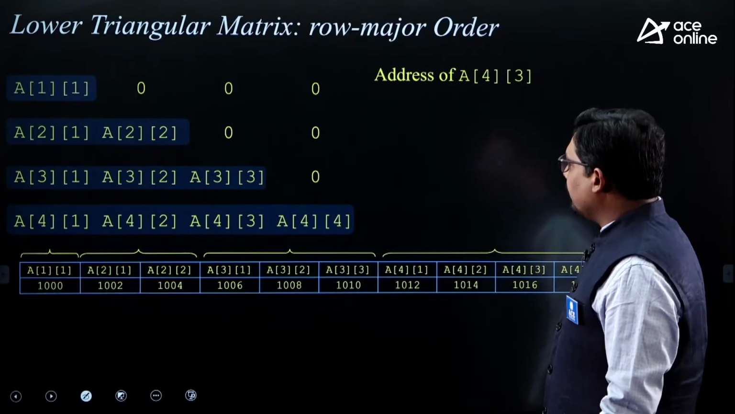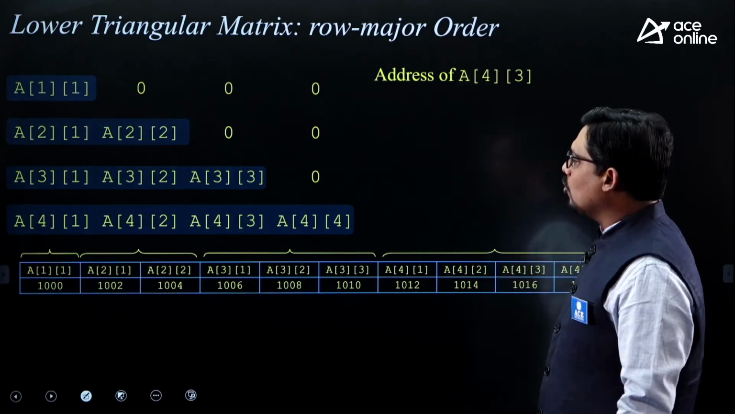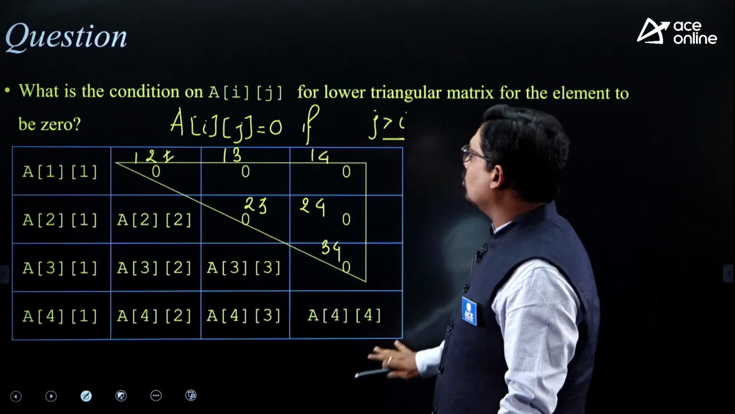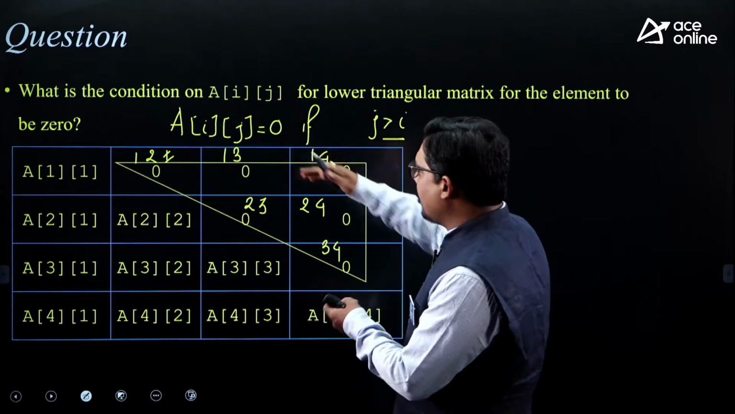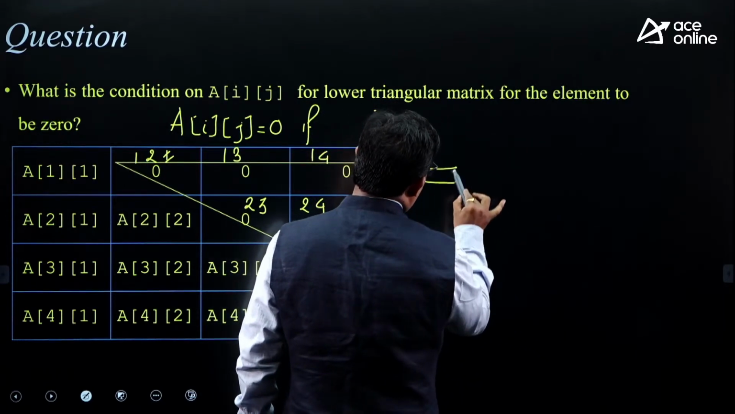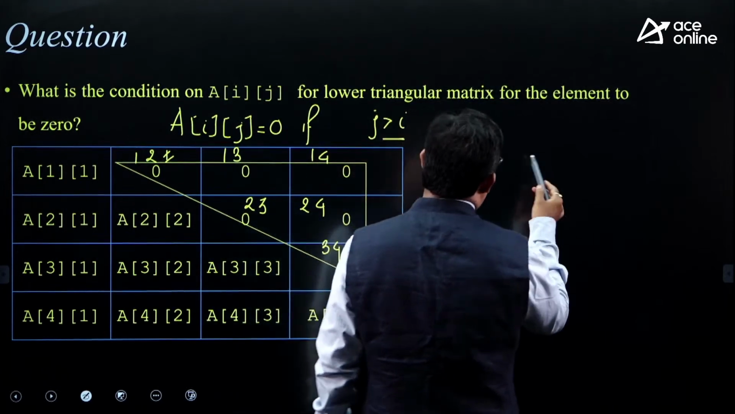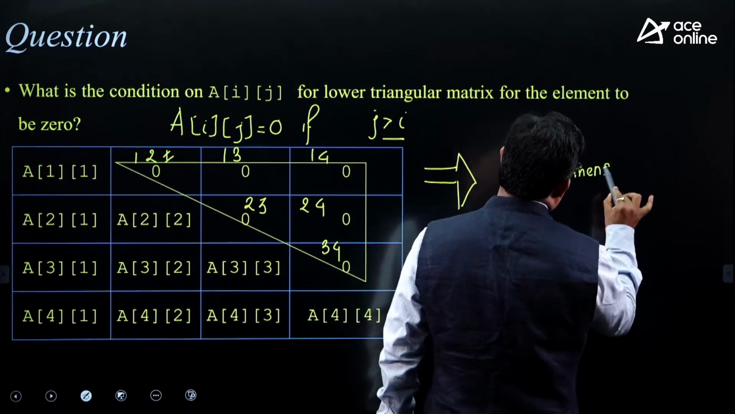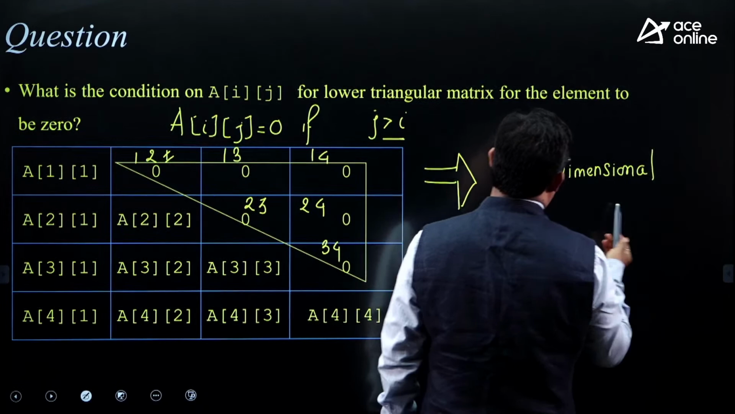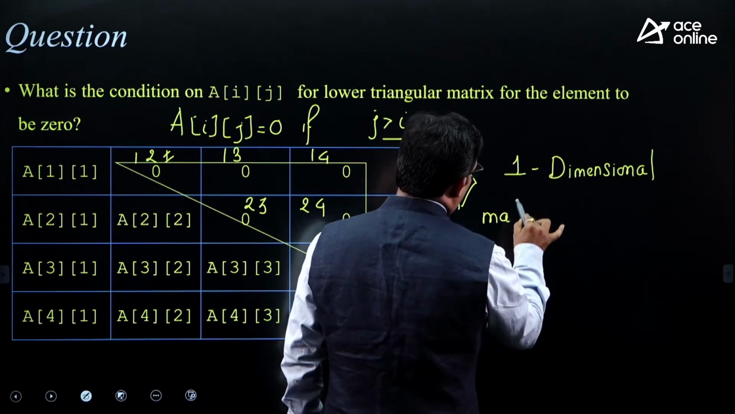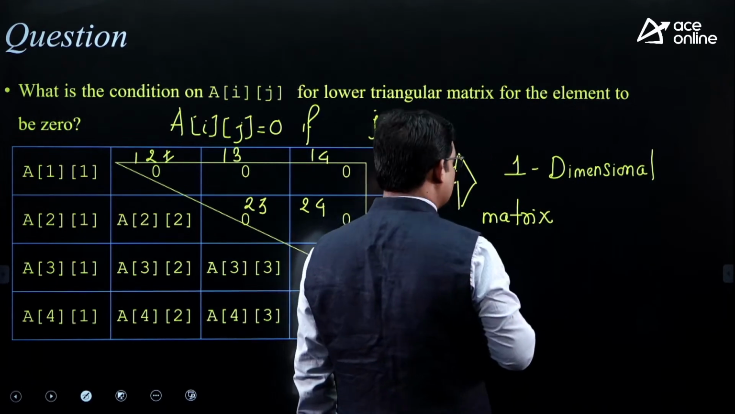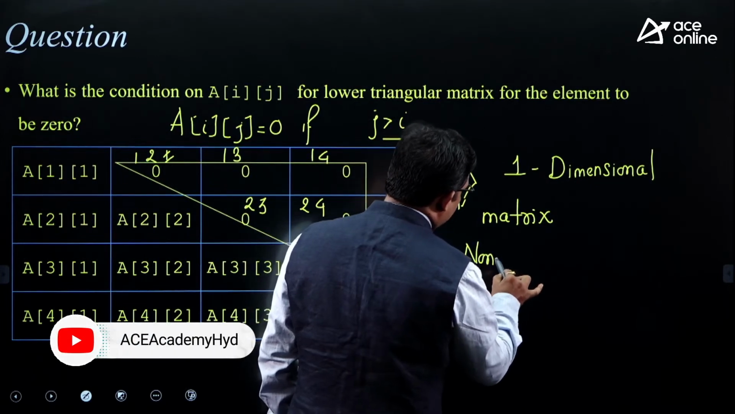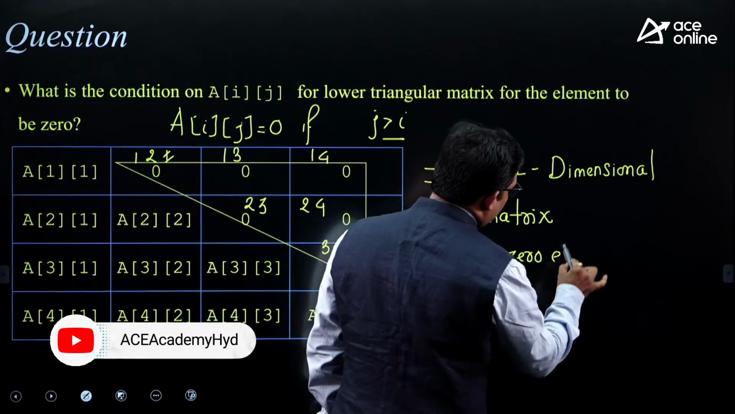Now here we have the concept of row major ordering, and to save space, we are not going to store these 0 values. So we are going to map this two-dimensional matrix into a one-dimensional matrix, but we are going to store only the non-zero elements.